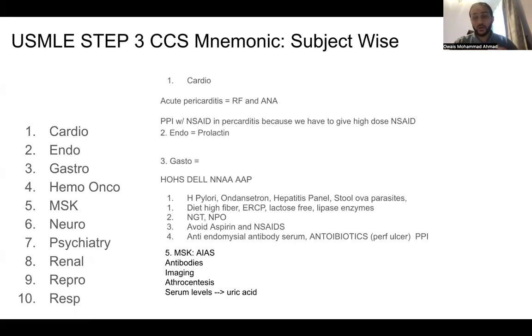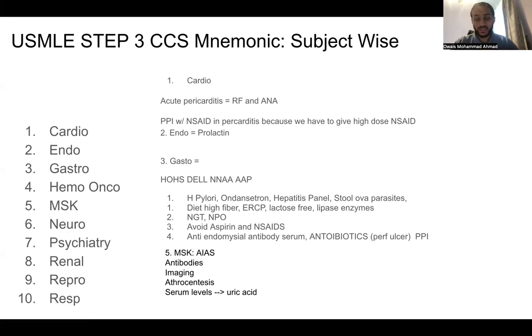E is going to be endoscopic retrograde cholangiopancreatography. L is going to be lactose free diet. L is going to be lipase for pancreatitis. N is going to be NPO, NGT tube. A, avoid aspirin. A, avoid NSAIDs. Then A is going to be antibody screenings. The other A is going to be antibiotics. P is going to be PPIs.